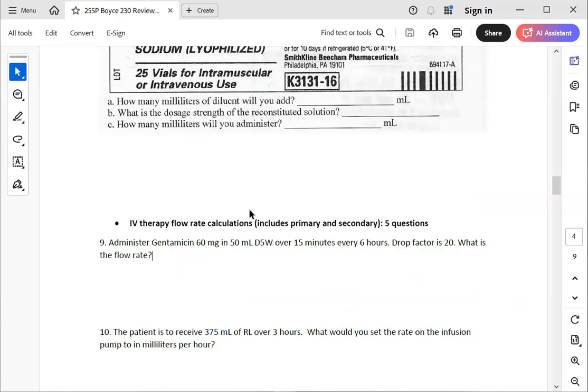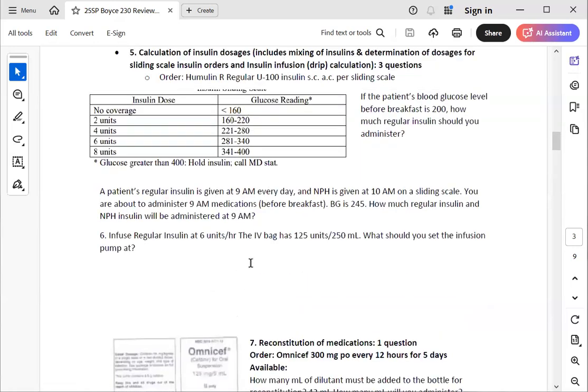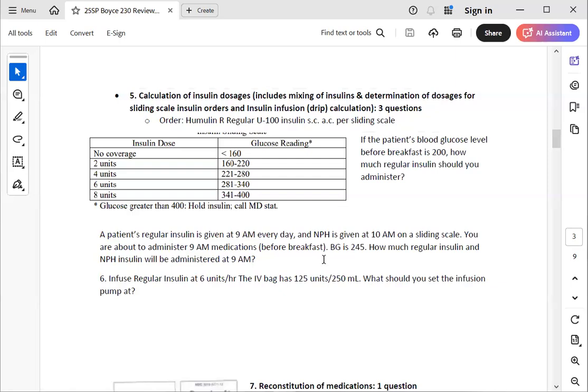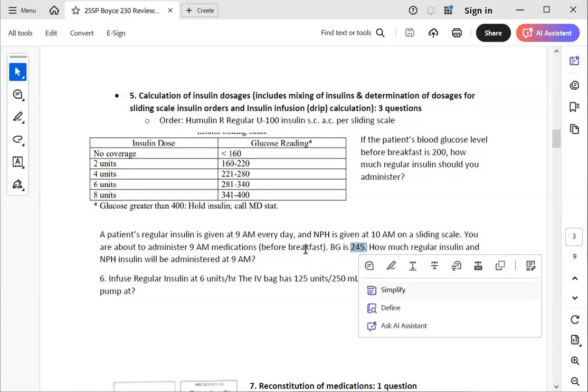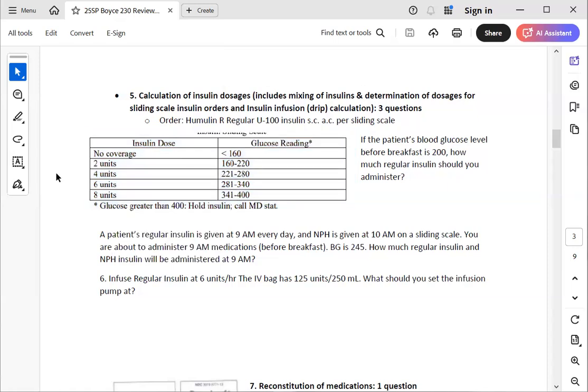All right. So just going back to a couple things. Remember with your sliding scale, you're just paying attention to the number. So if the blood glucose is 245, you're going to find the range that 245 exists in. So for this one, it's 4 units. So just don't mess that one up. Unfortunately, that's something that gets messed up, even though it's super easy, right?